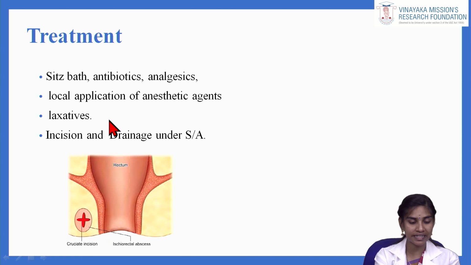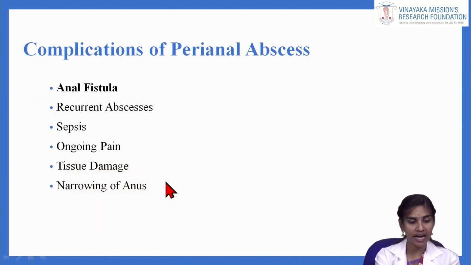Other treatments are local application of anesthetic agents, laxatives, and incision and drainage under anesthesia, under spinal anesthesia. So this is a cruciate incision done for a perianal abscess. The complications of perianal abscess are anal fistula, recurrent abscess, sepsis, ongoing pain, tissue damage and narrowing of the anus. Anal fistula follows the perianal abscess. If the abscess drains, a small gap remains inside the anus that results in anal fistula. Recurrent abscess also happens following infections.